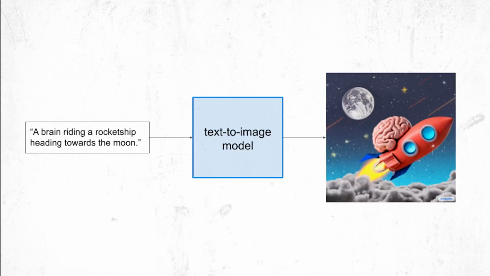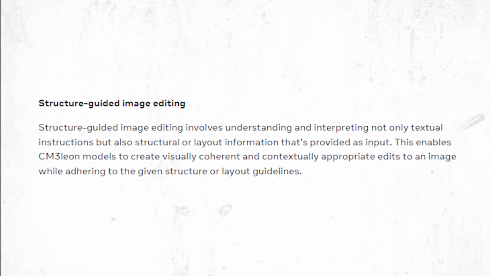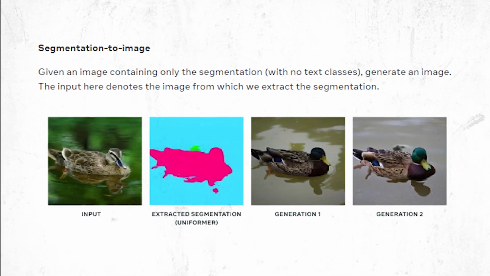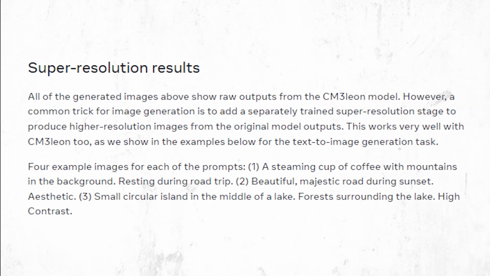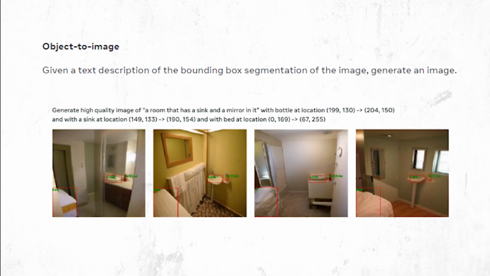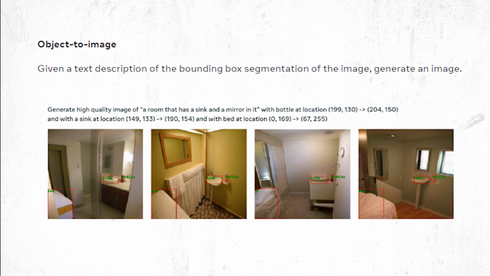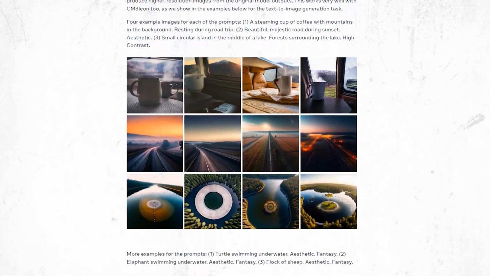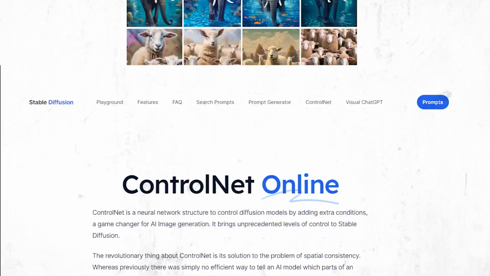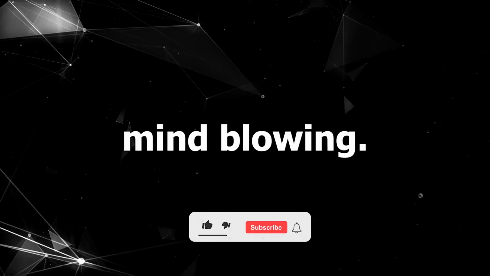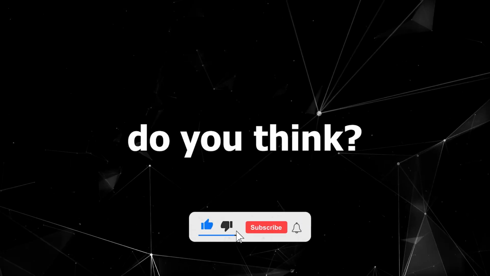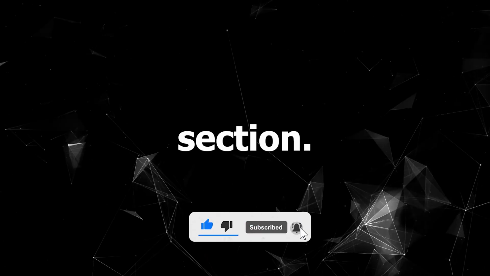Aside from the text-to-image and image-to-text ability, the generating tool can also perform structure-guided image editing, segmentation-to-image, and super-resolution upscaling. Did I mention object-to-image creation? That's part of its ability. You won't find these features in other AI tools except Stable Diffusion using ControlNet. That is mind-blowing. Or what do you think? I'm eager to read your opinion in the comments section.